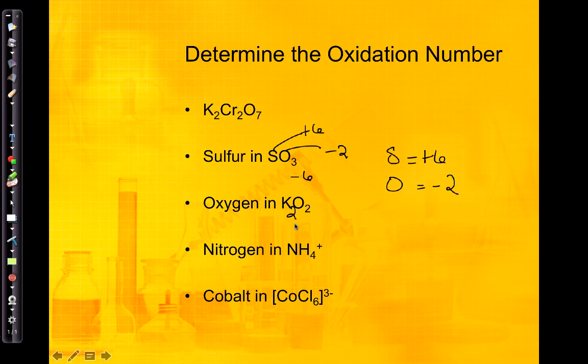Oh, this is a typo. This should be K2O2. This is a peroxide. It's potassium peroxide. So, since that is the exception, oxygen is not going to be -2, it's going to be -1, and potassium is +1. Usually when it's a peroxide, they will say the word peroxide somewhere in the problem.